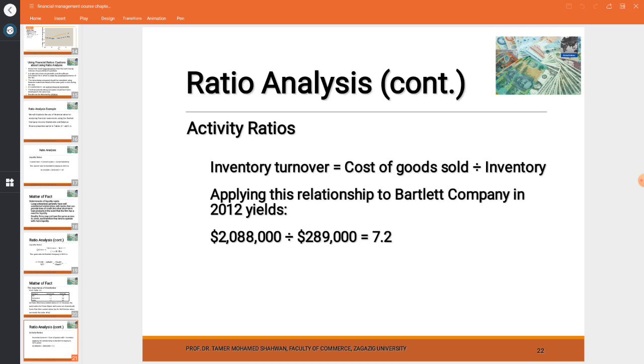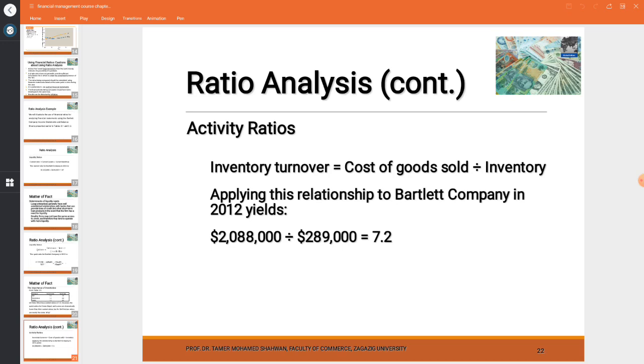One of the first important ratios in this matter is called inventory turnover. Inventory turnover is specified as cost of goods sold divided by inventory.